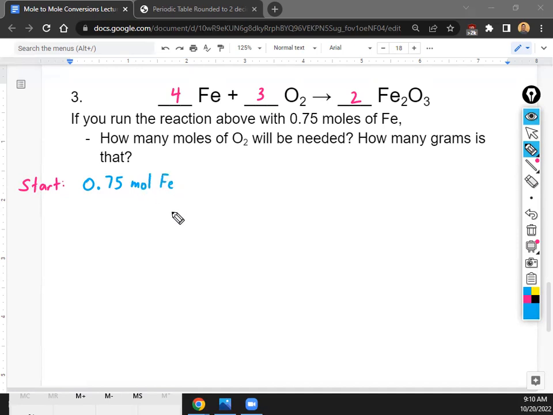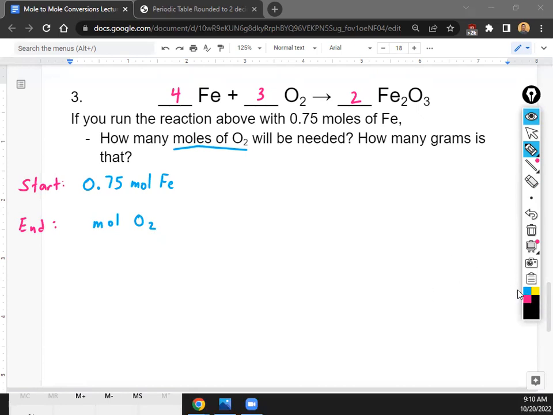Okay, so far so good? Okay, you want to end with what? What are you trying to turn the moles of Fe into? Yeah, moles of O2. Good catch. It says moles of O2. So we're going to be turning it into moles of O2. Okay?